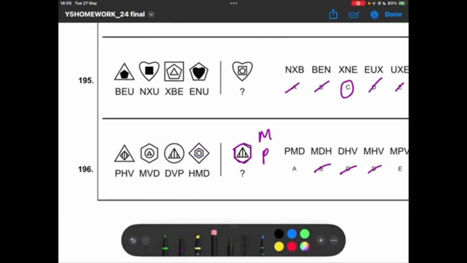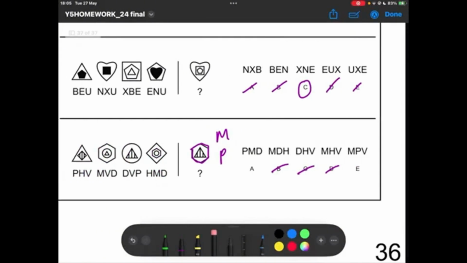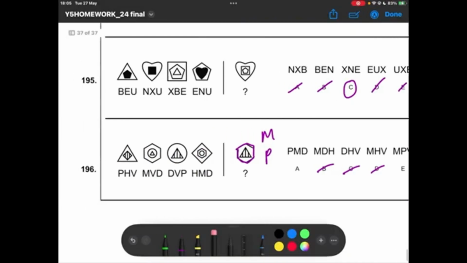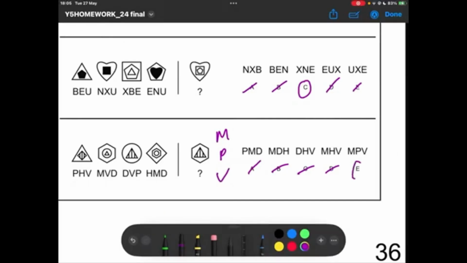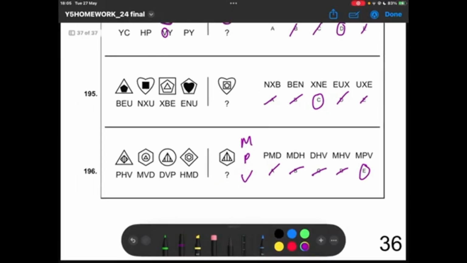So now we've just got to decide whether it has a D in it or a V. So these three all have a D in it, and they also all contain a circle. So D must mean a circle. We don't have a circle in this one, so it must be the one with the V in it, because D means circle, so MPV, so the answer is E. And that's the end of this one.